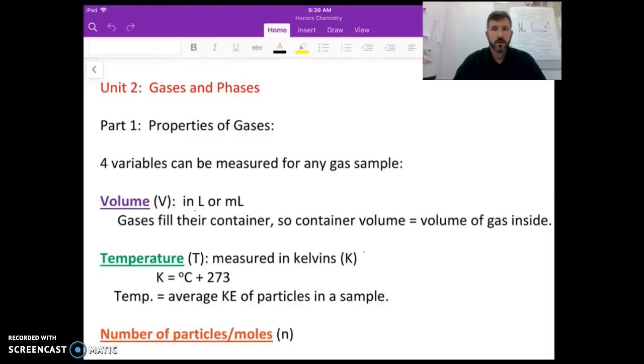So today we're going to talk about gases and start our unit on gases and phases of matter, solids, liquids, and gases, as well as solutions. But today's focus is just on gases. Some of these things are fairly intuitive, some things that you probably already knew or could figure out, but we need to talk a little bit about some of the stuff that's maybe a little bit less intuitive.